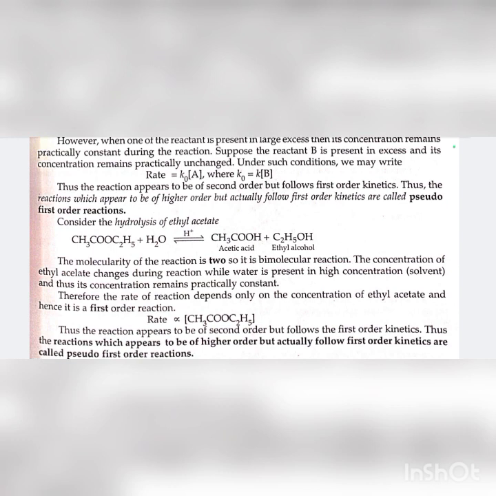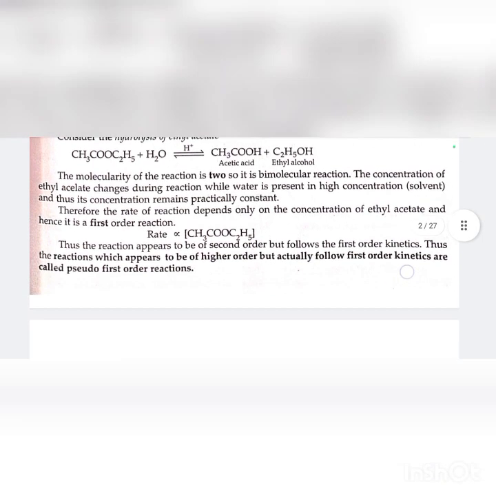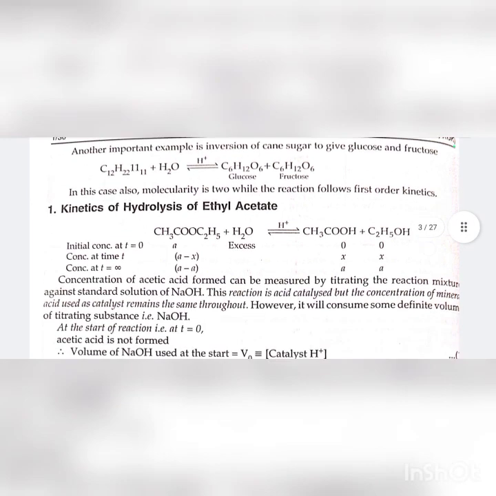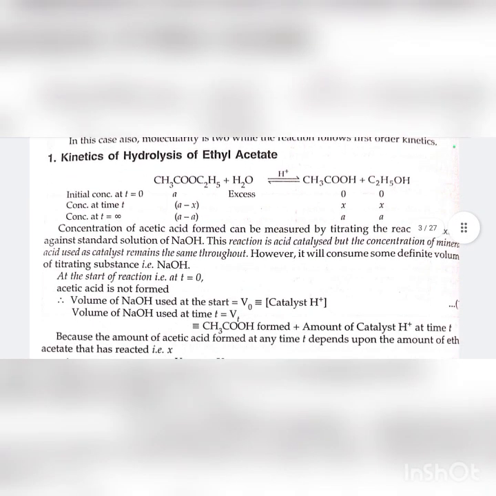Thus, the reactions which appear to be of higher order but actually follow first order kinetics are called pseudo first order reactions. An important example of this is the inversion of cane sugar to give glucose and fructose. In this case also molecularity is two, while the reaction follows first order kinetics. Now we will do the kinetics of hydrolysis of ethyl acetate.